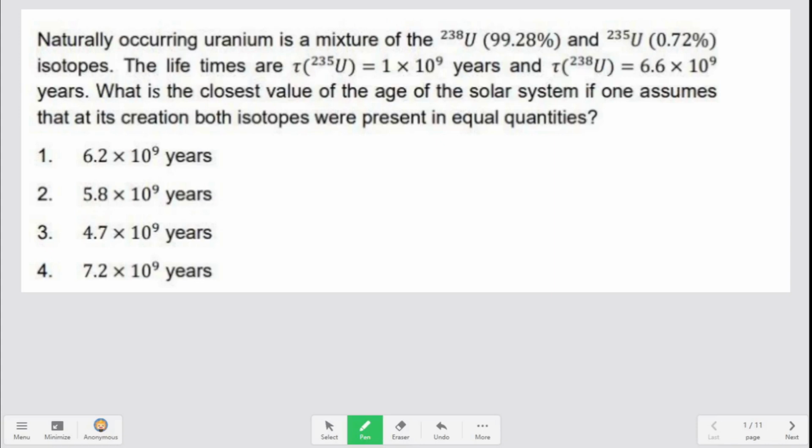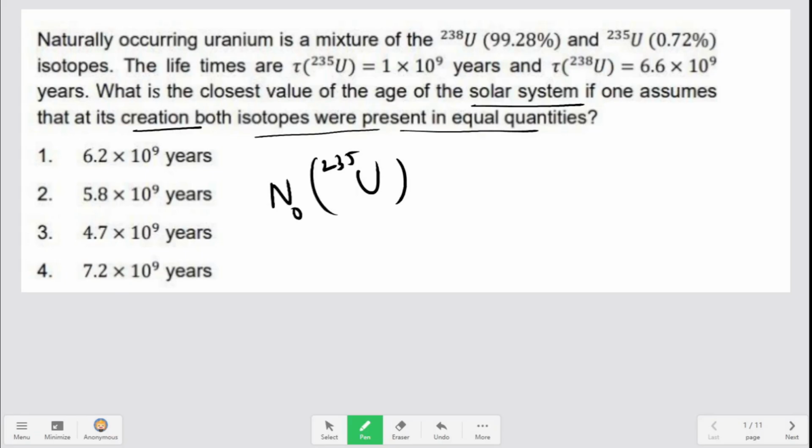In this question from nuclear and particle physics, we are given that when the solar system is created, both isotopes are present in equal quantities. So the initial number of atoms N0 of U235 is equal to N0 of U238. This is given. Also, at present time, uranium is a mixture of U238 99.28% and U235 0.72%.